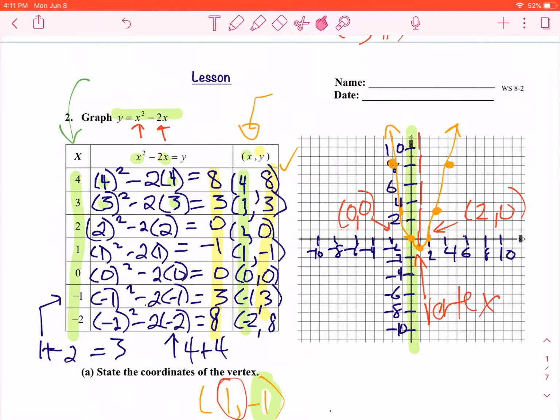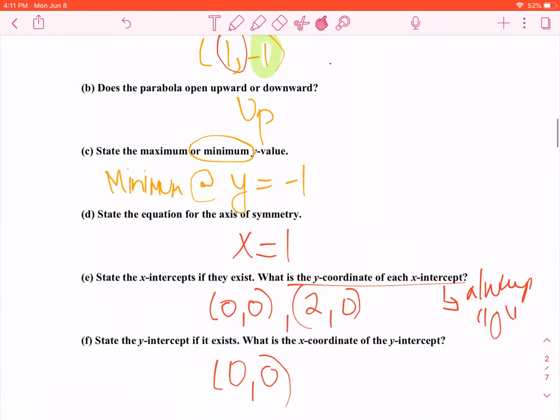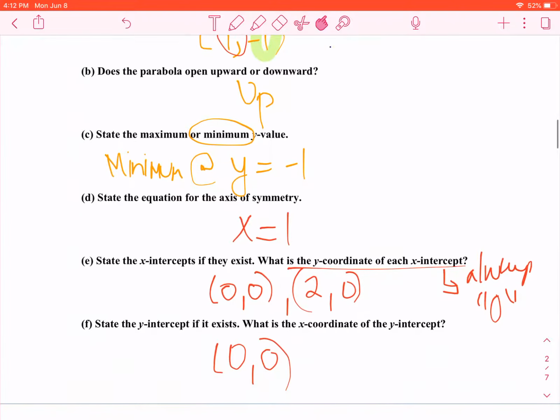We're writing out our table of values, subbing in those values, graphing it on a Cartesian plane, and then applying the words that we learned last week. So vertex, opening up or down, max or min, state the equation of the axis of symmetry, and then of course x and y intercepts. Okay.